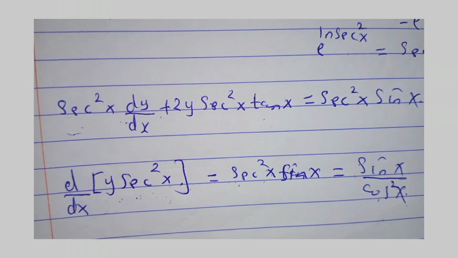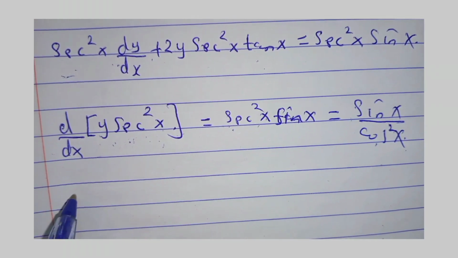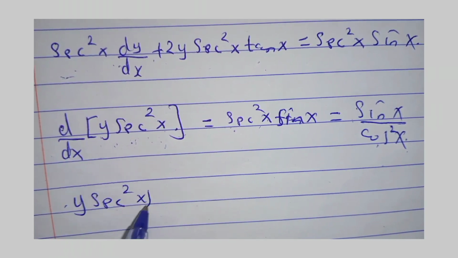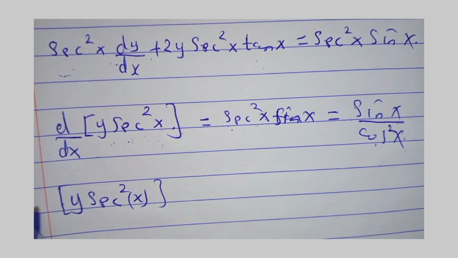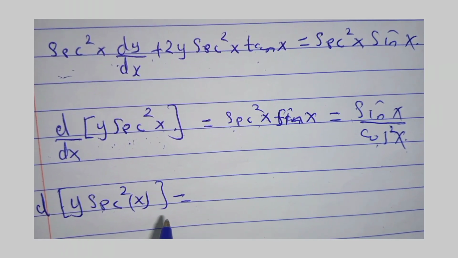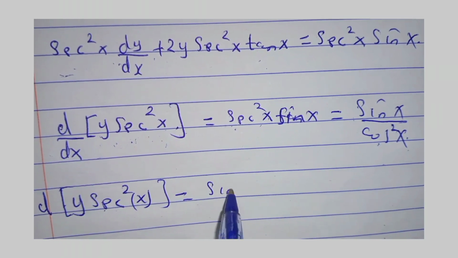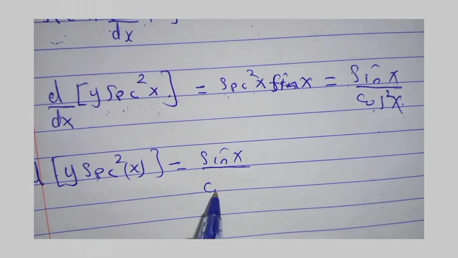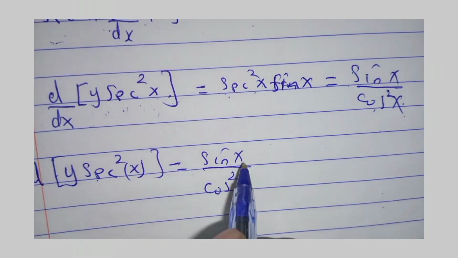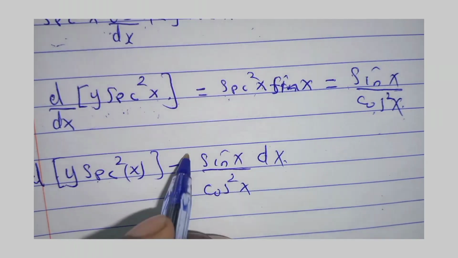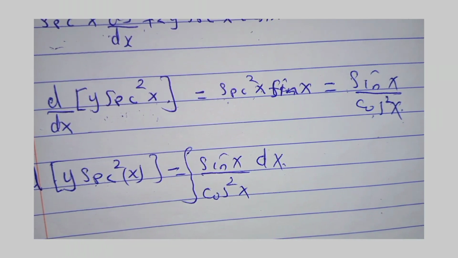Then we multiply by dx on both sides, so that on the left hand side we are left with d of y sec squared of x, equal to sin(x) divided by cos squared of x, everything times dx. Then we take the integral of both sides.